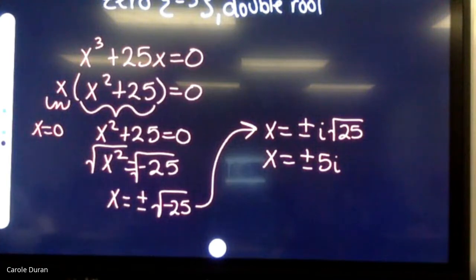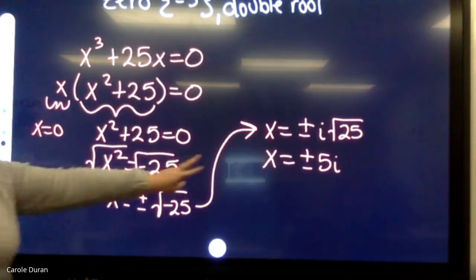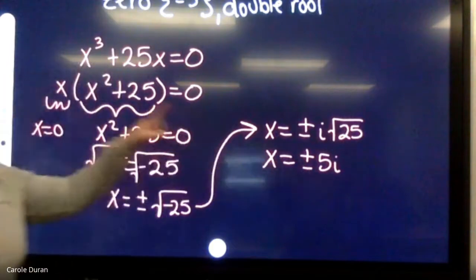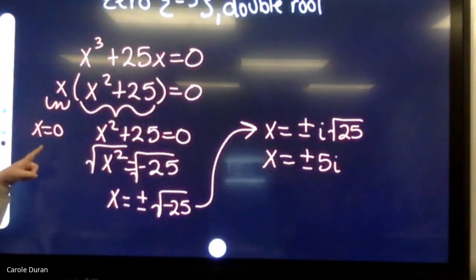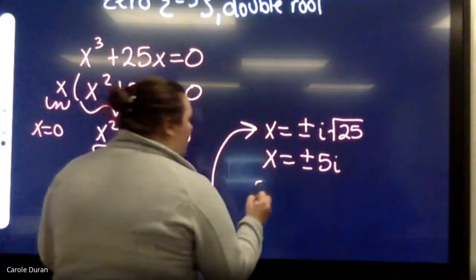Anybody confused by that process? We're working on it, so it's okay. How many zeros did I end up with? 3. I had 2 here, and I had 1 here. So all 3 of these need to be listed in my curly brackets when I'm talking about my zeros.